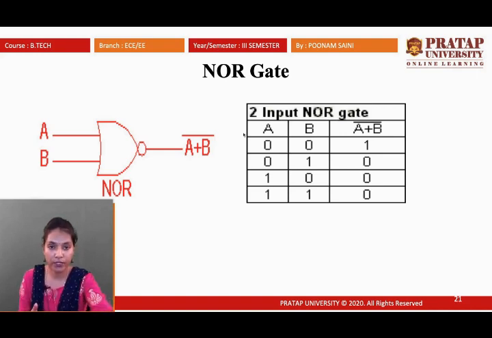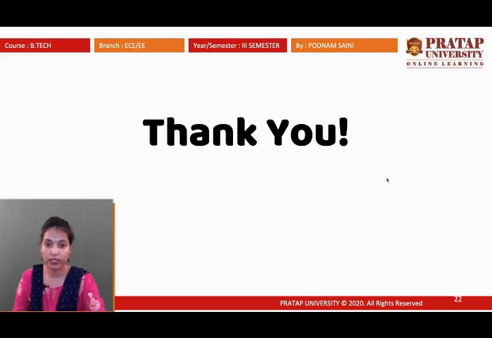So we can conclude that the NOR gate has two inputs and one output, and the output is high when both the inputs are low. When both the inputs are low, that means A is equal to 0 and B is equal to 0, only then is the output high, otherwise the output is low.